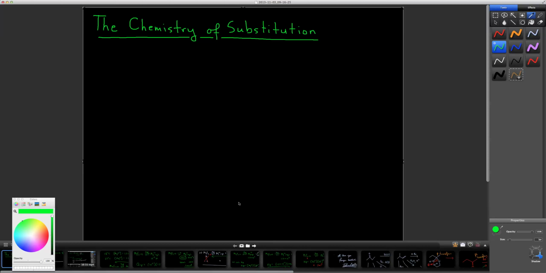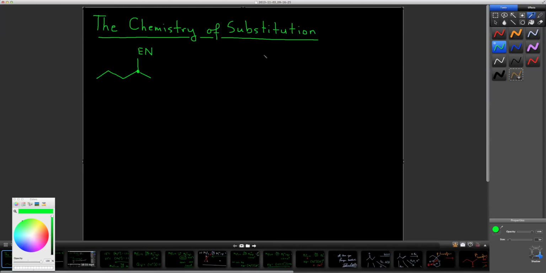This week in class we're going to discuss the chemistry of substitution and the mechanisms that account for this particular chemistry. No matter whether we're talking about what we will call an SN1 reaction or an SN2 reaction, the following will always take place. We will have a carbon atom that is electrophilic. And because it is electrophilic, it will be bonded to a more electronegative atom.